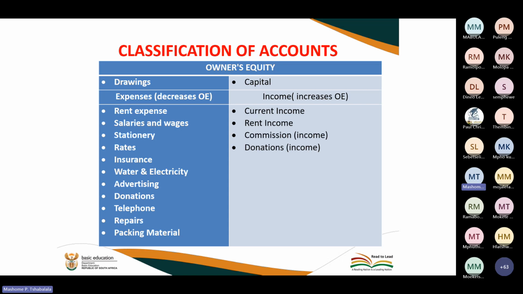I know that we have dealt with this in the first term. Now it's just a reminder to you learners that current income, rent income, commission income, and donation have a positive effect on the capital. They increase the capital. Now all the expenses, for example, rent expense, water and electricity, repairs, telephone, decrease the owner's equity. They have a negative impact on the owner's equity.